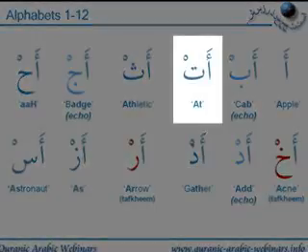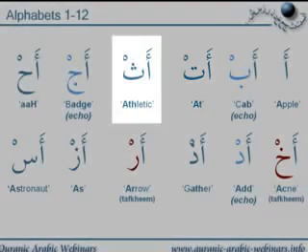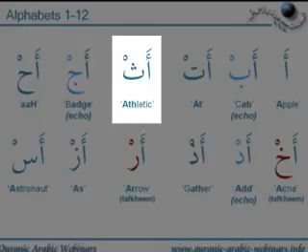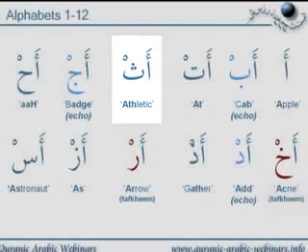Next one is at, and that's exactly the same as the English word at. Notice you have to let a little bit of air through the teeth at the end, that's fine. And then we have ath, ath, and now this is as in the English word athletics. We've got to be a bit careful here. There are some countries where they might pronounce this as as, and it's not a sa sound, it's a th sound, so it's ath as in the word athletic, so be careful on that one.